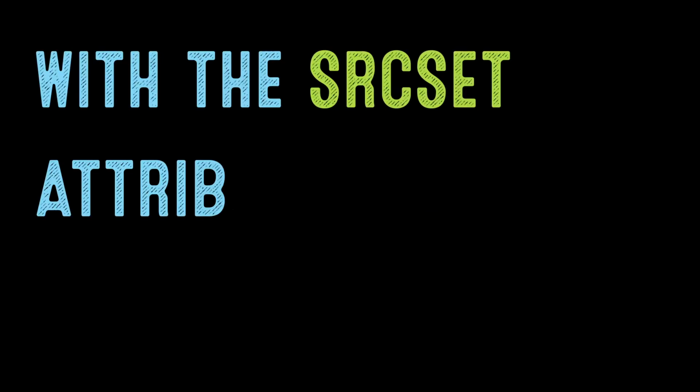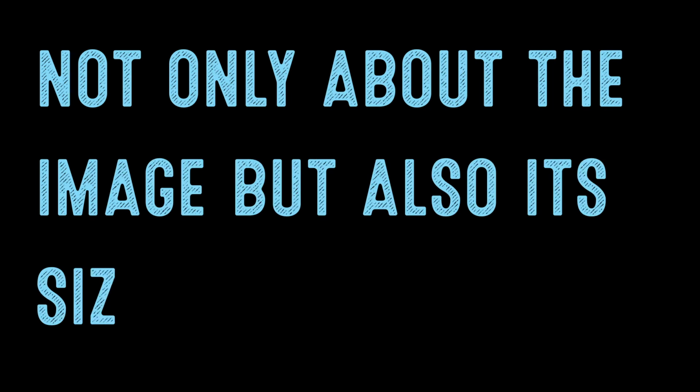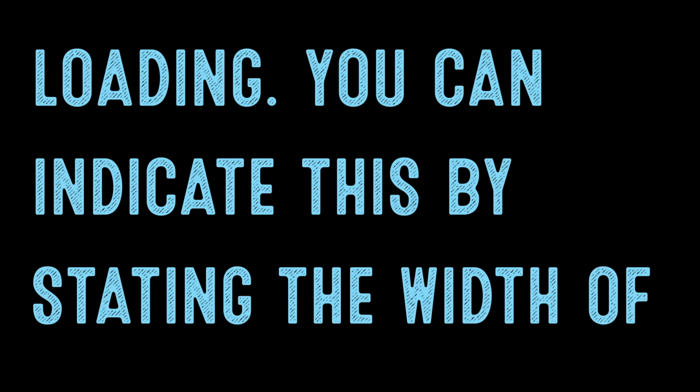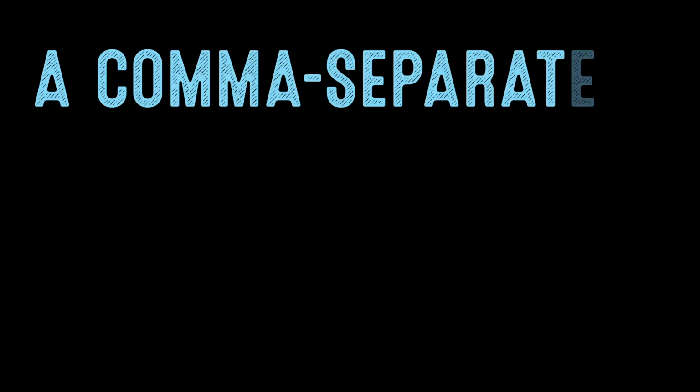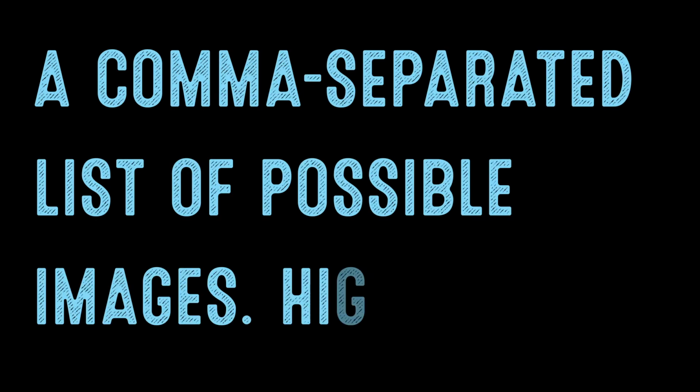The daily code snippet. With the srcset attribute, you are telling the browser not only about the image, but also its size in advance of loading. You can indicate this by stating the width of the image or its pixel density. The srcset offers a comma-separated list of possible images.